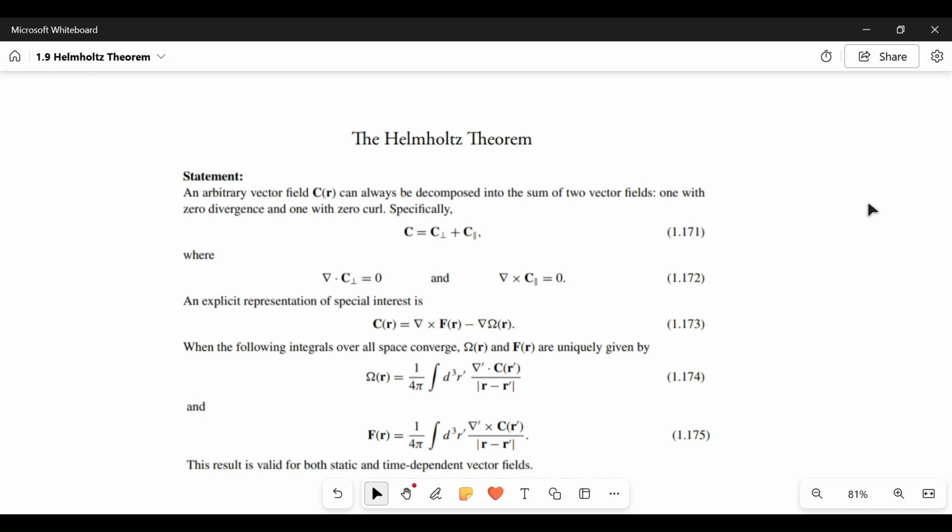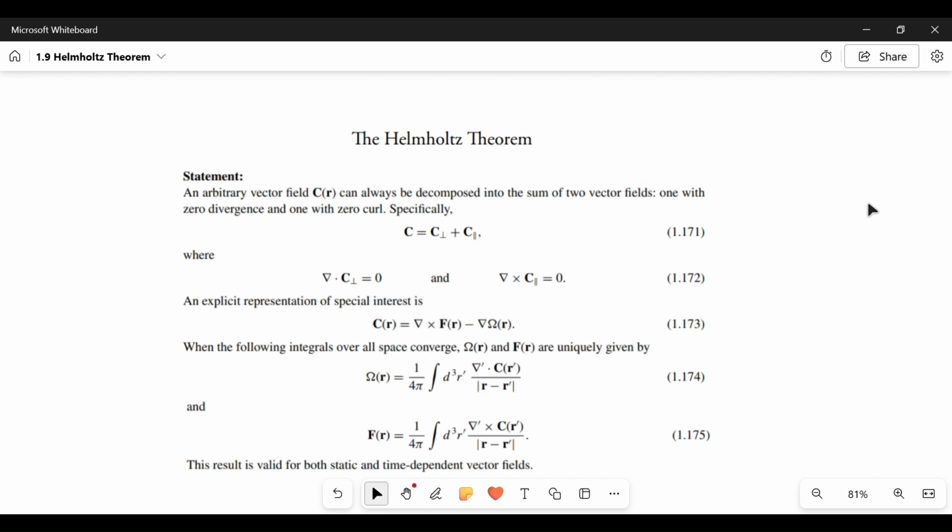Here the vector C can be written as the sum of C perpendicular and C parallel. The divergence of C perpendicular is 0 and the curl of C parallel is 0. Now the vector field C can be explicitly written by the curl of another vector field and the gradient of a scalar function as equation 1.173.